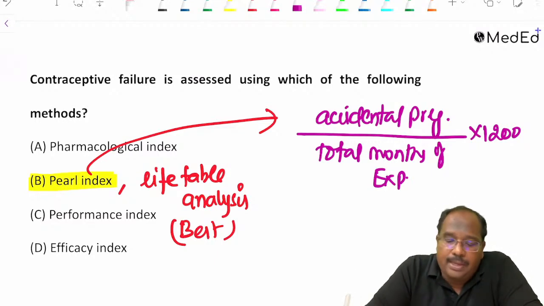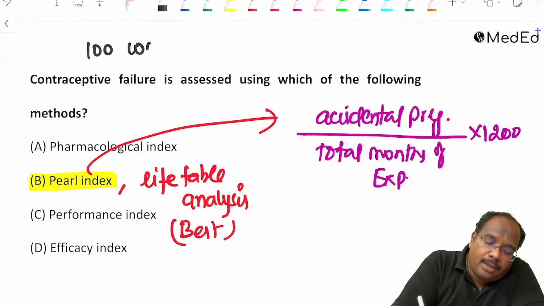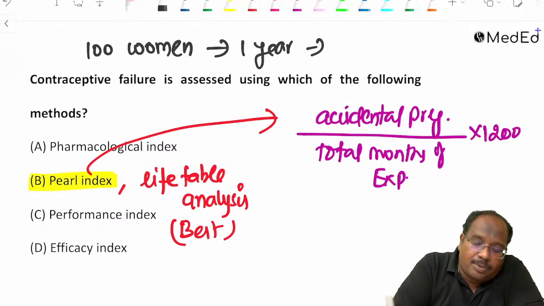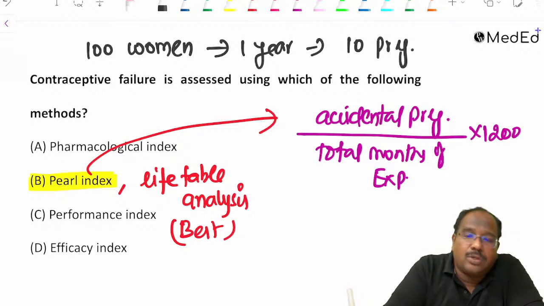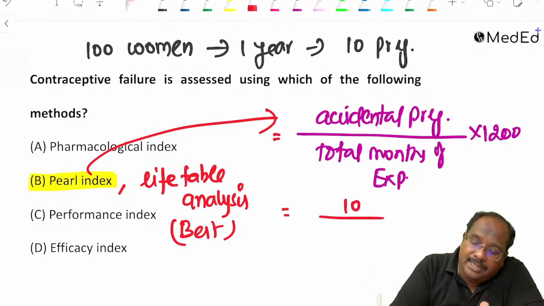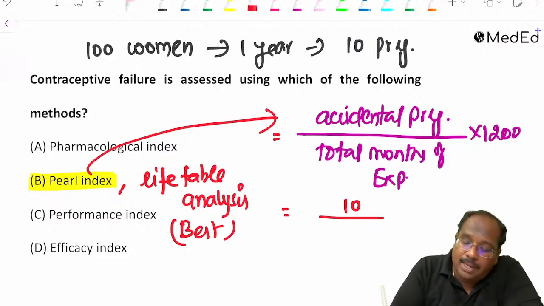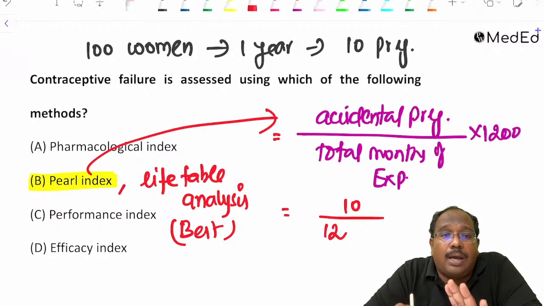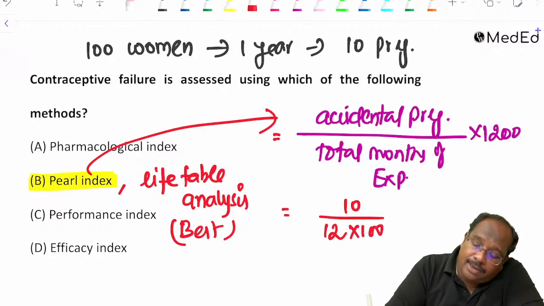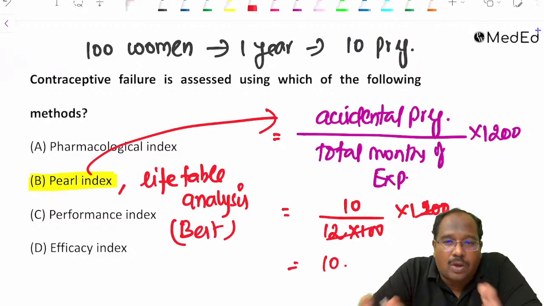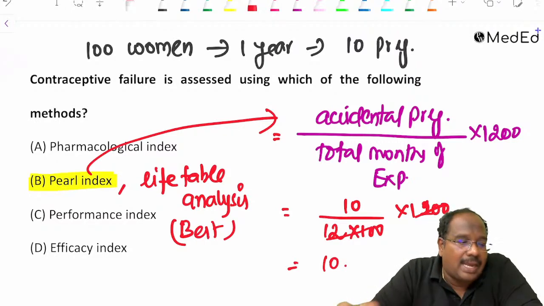So accidental pregnancy, for example, okay, we have 100 women practicing some contraceptive practice for one year. Among them, 10 pregnancies happened. Now what is the Pearl index? Accidental pregnancies are 10. Total months of exposure is 12 months, but that is for one woman. We have 100 women, so multiplied by 100, this is 1200, and the 100 cancels out, so 10 is the Pearl index. So if 100 women use a contraceptive for 1 year, among them 10 pregnancies can happen, guys.